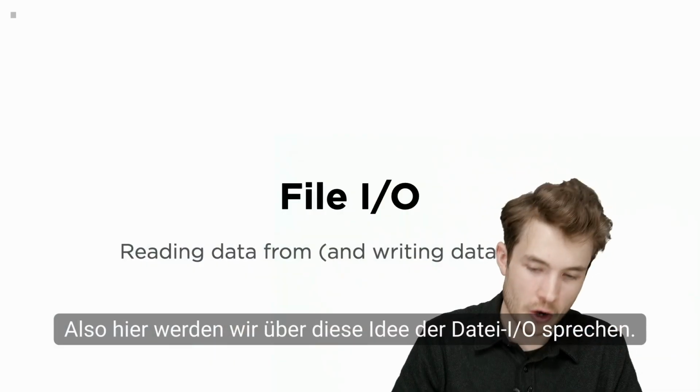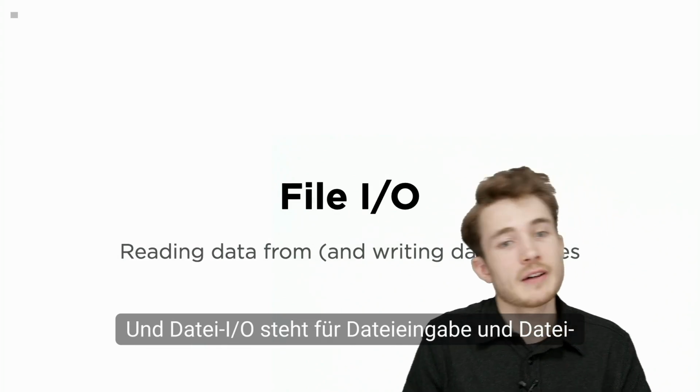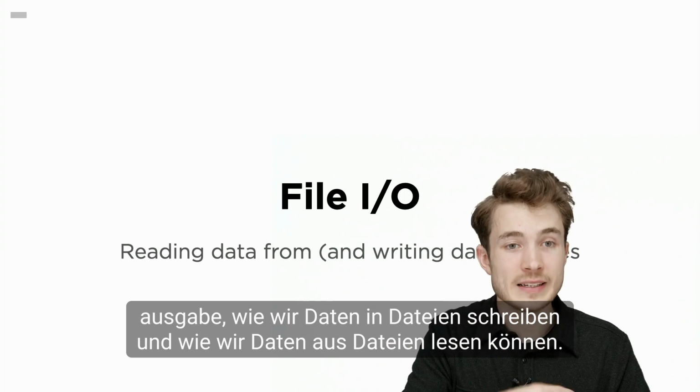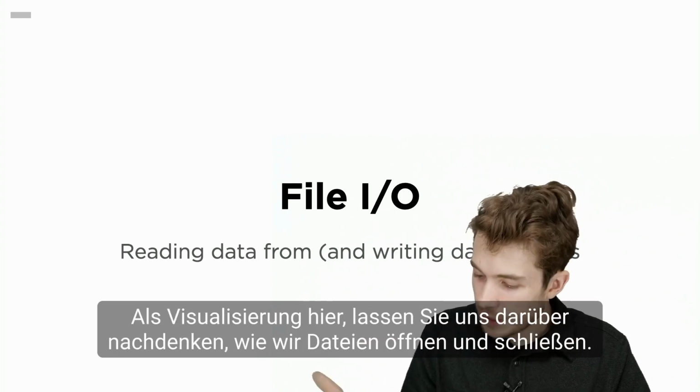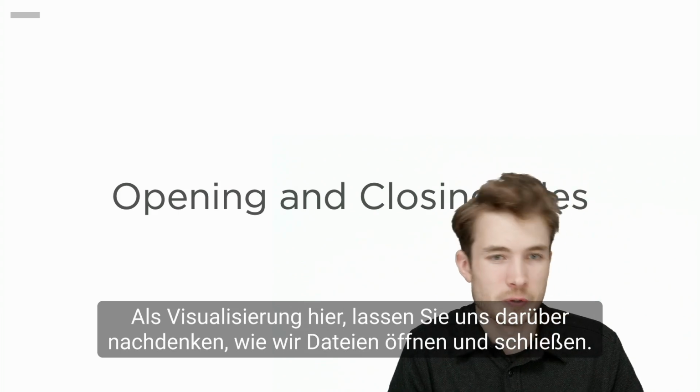File I/O. And file I/O stands for file input and file output, how we can write data to files and how we can read data from files. So as a visual here, let's think about how we can both open and close files first.